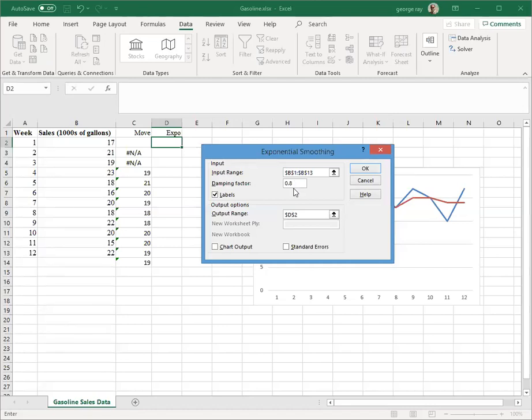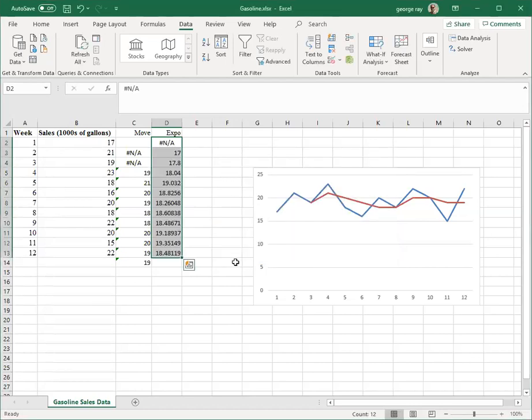Okay, so the values I have, my input range is going to be my sales, my damping factor of 0.8. The labels are included in that. The output range is going to be D2. So let's click, see what we get. And so here we get our exponential smoothing estimations of what's going to happen.